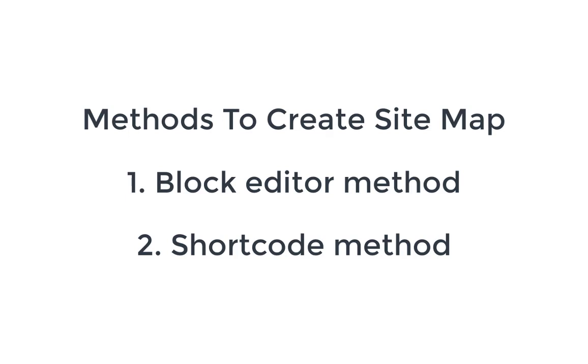The first method is to use the block editor, and I recommend this method if you are using the default WordPress editor to build your pages. The second method is the use of shortcodes, and this method is for those who are not using the default block editor. So if you want to use a page builder such as Divi, Elementor and the others, this method will be good for you. So let's go ahead and create our website sitemap using the first method.